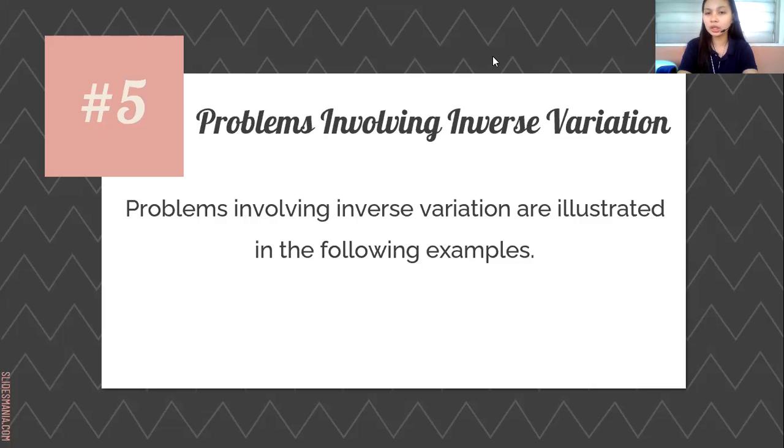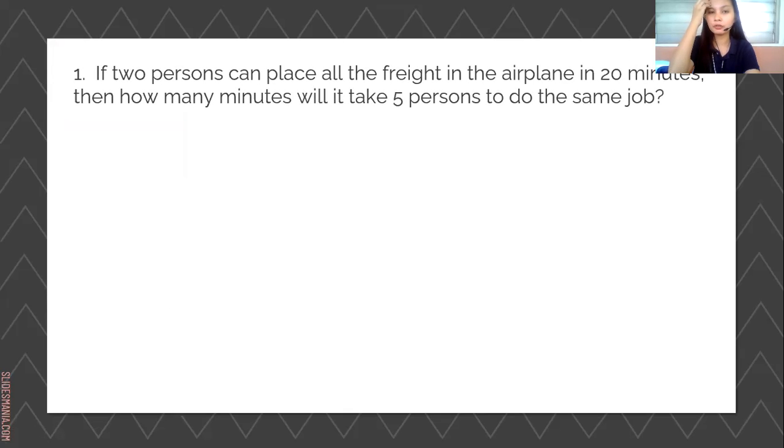So problems involving inverse variation are illustrated in the following examples. If two persons can place all the freight in the airplane in 20 minutes, then how many minutes will it take 5 persons to do the same job po? So take note po, meron tayong given dito na 2 persons po. So kung 2 persons po kaya niyang magawa ito in just 20 minutes, what more po kung 5 persons po ang gagawa ng trabaho na yun? Okay?